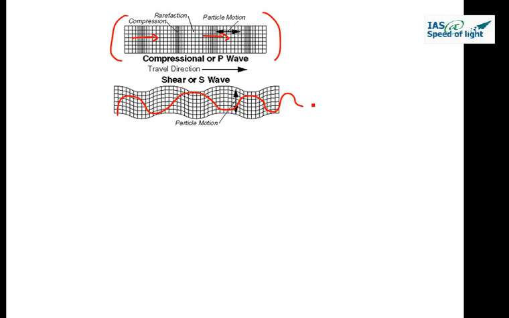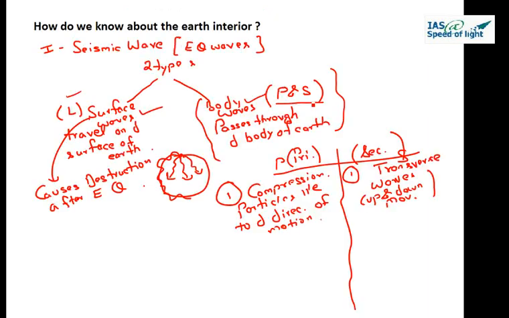Now second difference is because of this way of motion of these waves, we have the P waves which are faster. So the P waves are faster, while the secondary waves or S waves are slower as you compare with P waves.